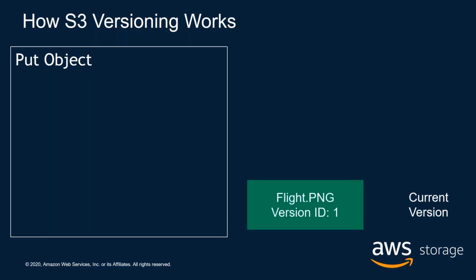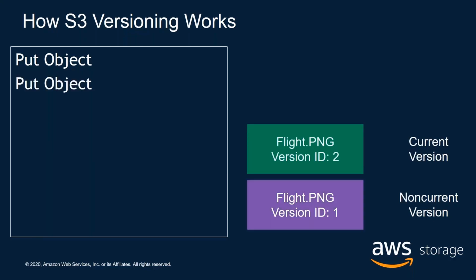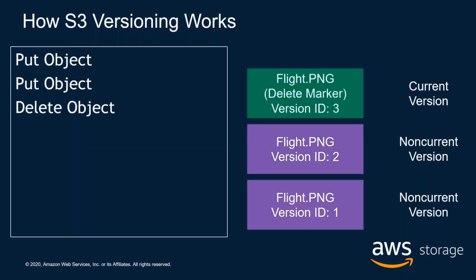In this case, with versioning already enabled, that object we add to the bucket has a version ID right off the bat. We then add another object to the bucket with the same key name, flight.png, so the two objects are associated with one another, and now we just have another version of the object. You see now we have a current version and a non-current version. I wanted to make that very clear on a slide, so when we talk about lifecycle policies, you can see the difference there. The next thing we're going to do in this bucket is delete the object.